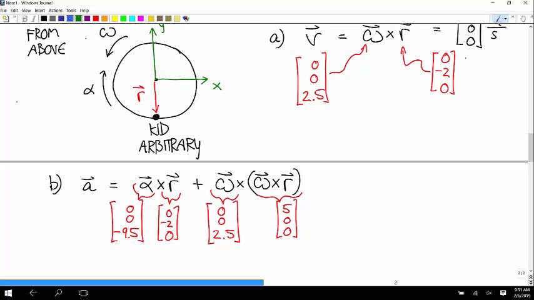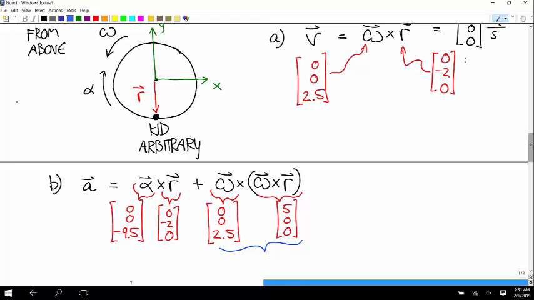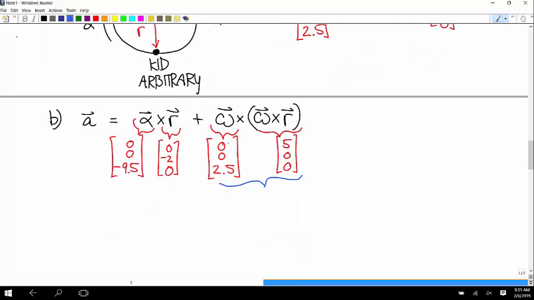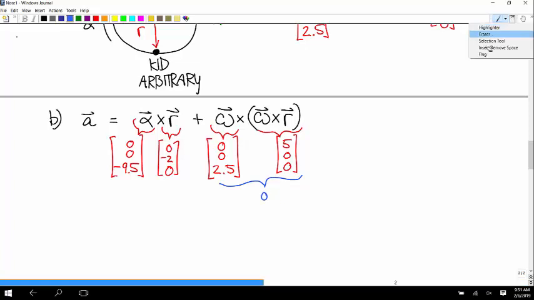Okay, so what do you get when you cross 0, 0, 2.5 and 500? You get negative 12.5 in the y direction, minus, and then that's positive because it's y, and y is always the weird one. So 0, positive 12.5, 0.